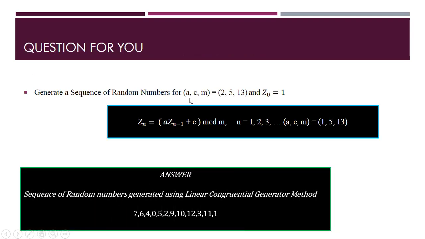Here we have a question for you. I give the values of a, c, m as 2, 5, 13 and g0 as 1. Use this formula, put in the values and generate the sequence. Here is the answer. This is the sequence that you will generate. Just take this method, generate all the values, and send me all the calculated values in the group.